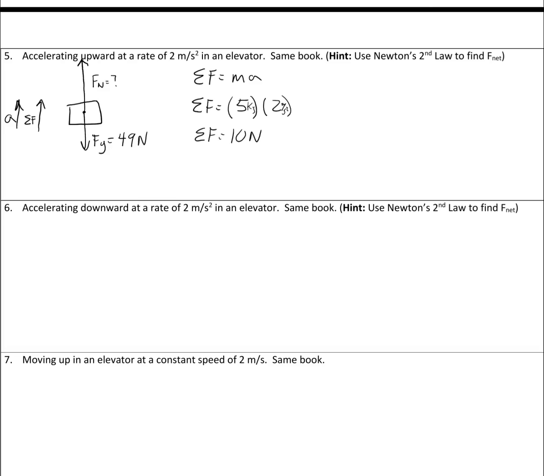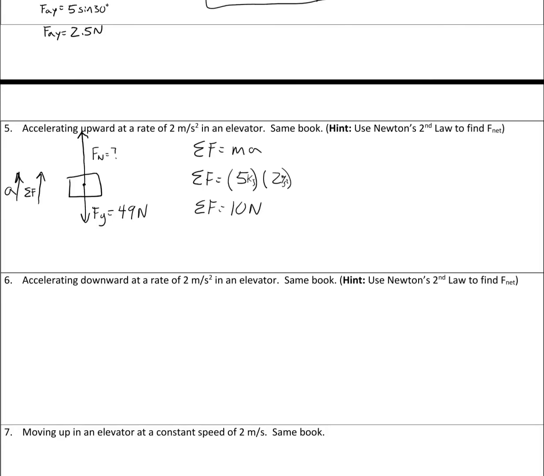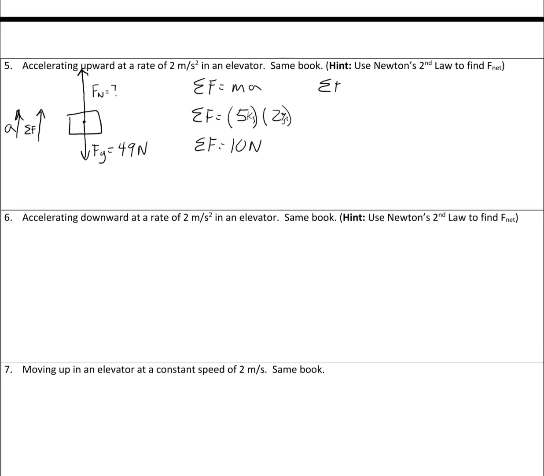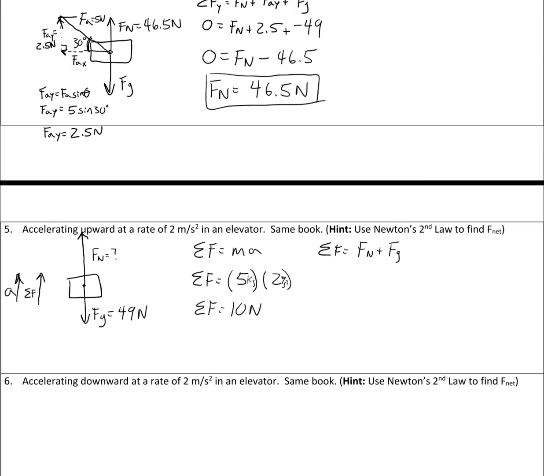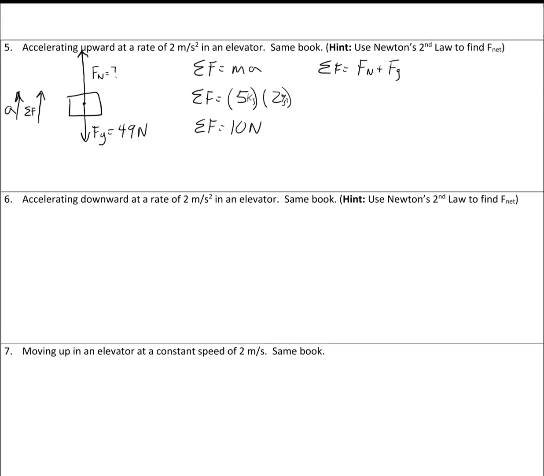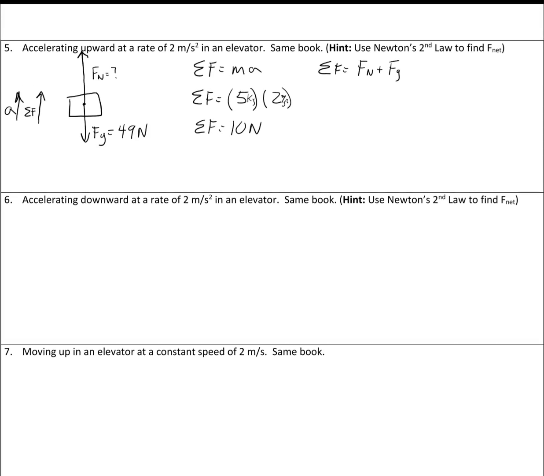Okay. Let's write that net force equation again. The net force is equal to the sum of the forces, but now the net force is not 0 like it has been in the past. We're not at rest. We're not moving at a constant velocity. We're accelerating. We just calculated what the net force is. Let's plug it in. 10 is equal to Fn plus negative 49. I like to keep the plus sign just because net force, you're summing things together.